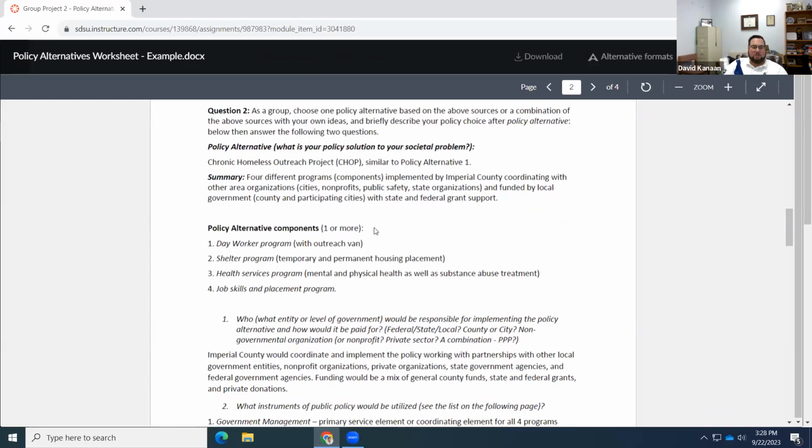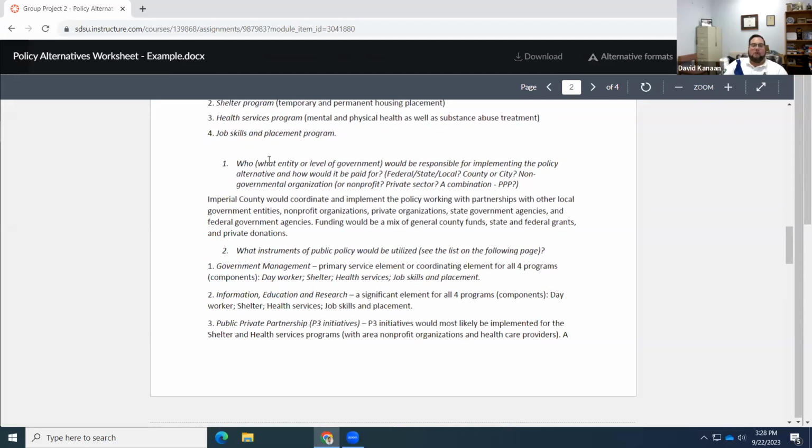So policy alternative components, you have the 4: day worker program, shelter program, health services program, and job skills and placement program. And then here you're seeing who's responsible for implementing the policy and how would it be paid for. You don't have to know exactly. Again, I don't want numbers for these things in spreadsheets and such. I just want you to have an idea of how the funding would work.